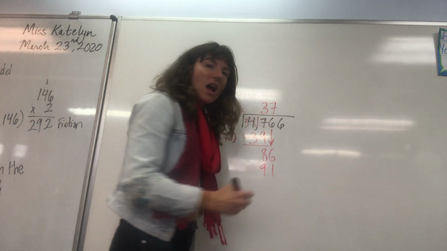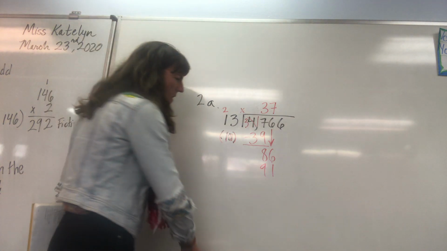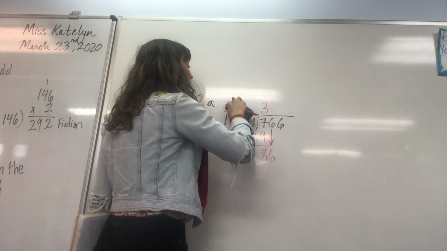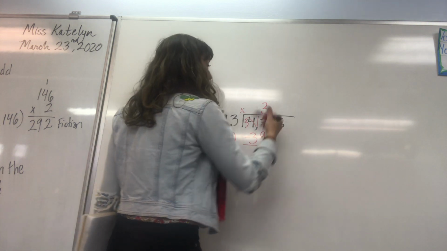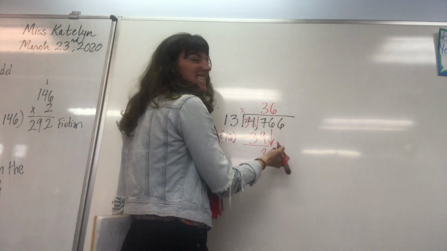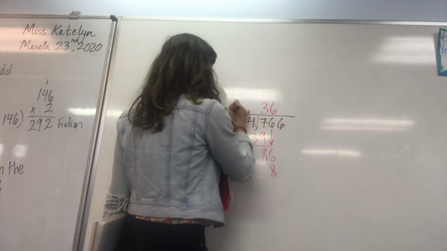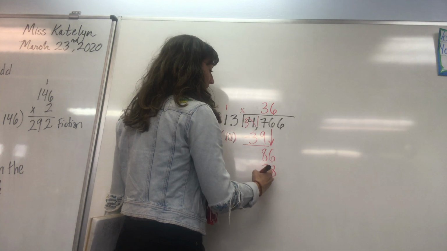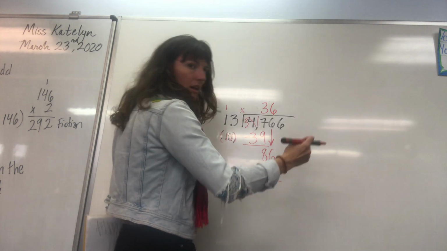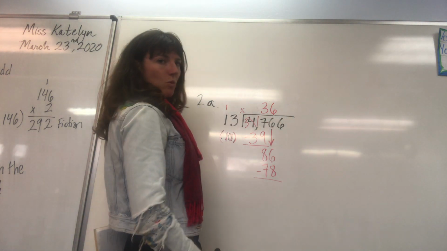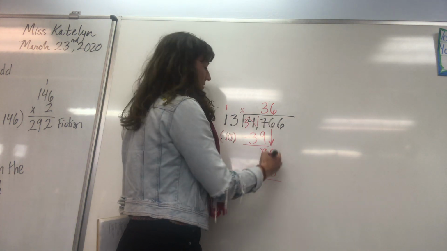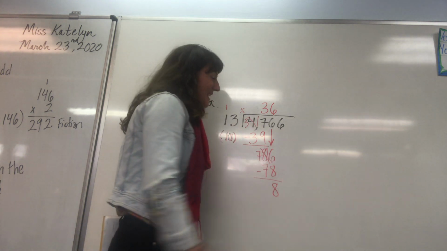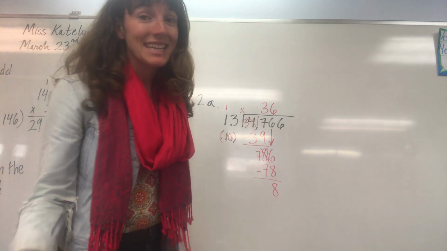86 minus 91. Whoa, can't be done. All right, take it down even more. 6. 6 times 3 is 18. And 6 times 1 is 6, plus 1 is 7. 6 minus 8 can't be done, because the top number is smaller than the bottom one. So I borrow from the 8 and turn it into 10 ones. 16 minus 8 is 8. 7 minus 7 is 0. Is 8 less than 13?